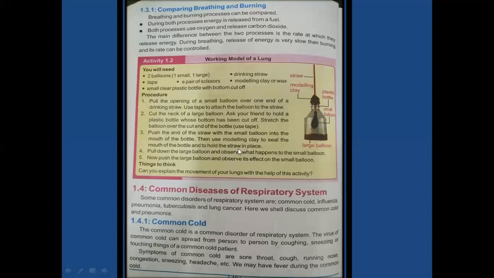Pull down the large balloon. When you pull this large balloon down, what will happen? It is like a diaphragm. When the diaphragm moves down, air will enter into the lungs, and then you will see the lungs will blow up.